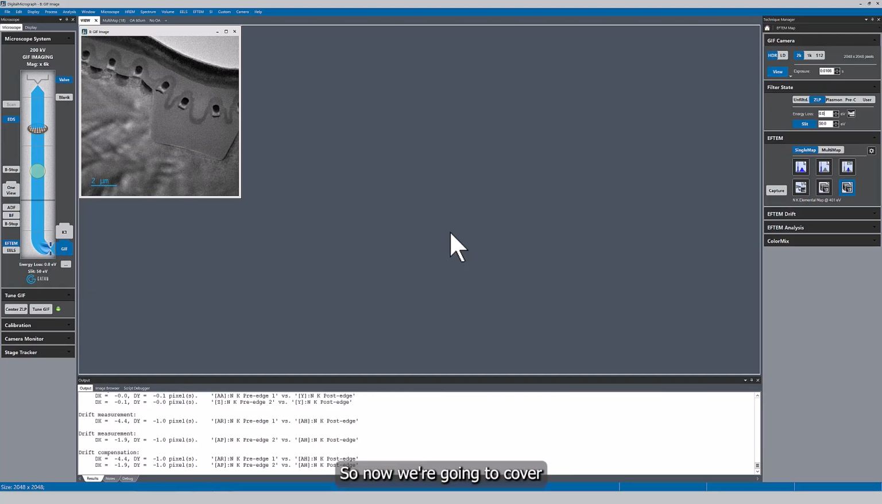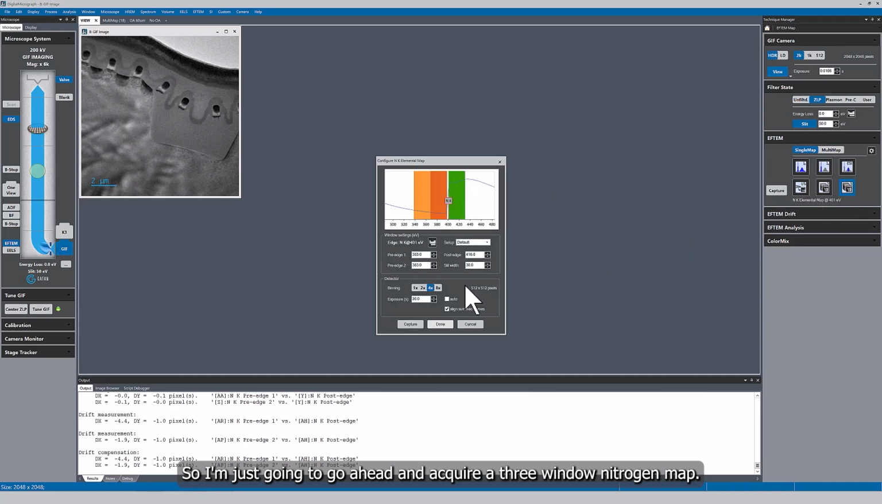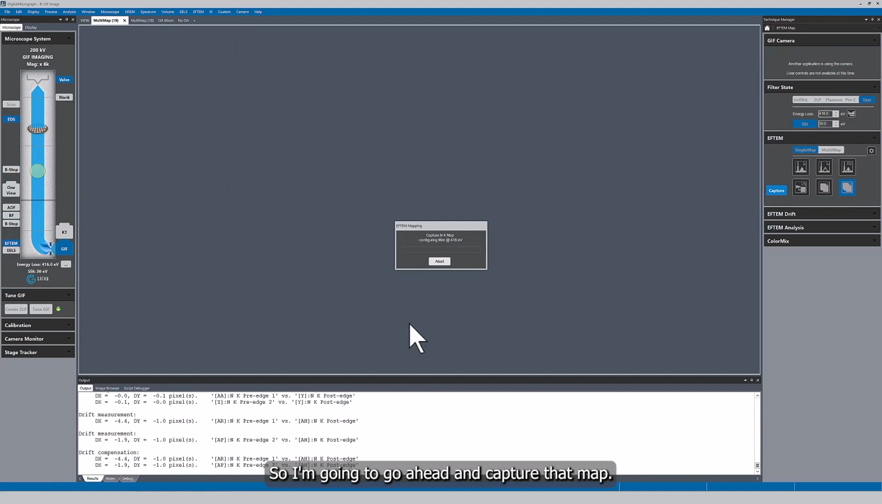Okay, so now we're going to cover how to do some optimization, how to get good quality EFTEM images on the microscope. So we're looking back at the same region we keep looking at, and I'm back in the EFTEM map technique. So I'm just going to go ahead and acquire a 3-window nitrogen map. I'm going to stick with a fixed exposure time of 20 seconds, binning 4, and the default window positions for nitrogen. So I'm going to go ahead and capture that map.